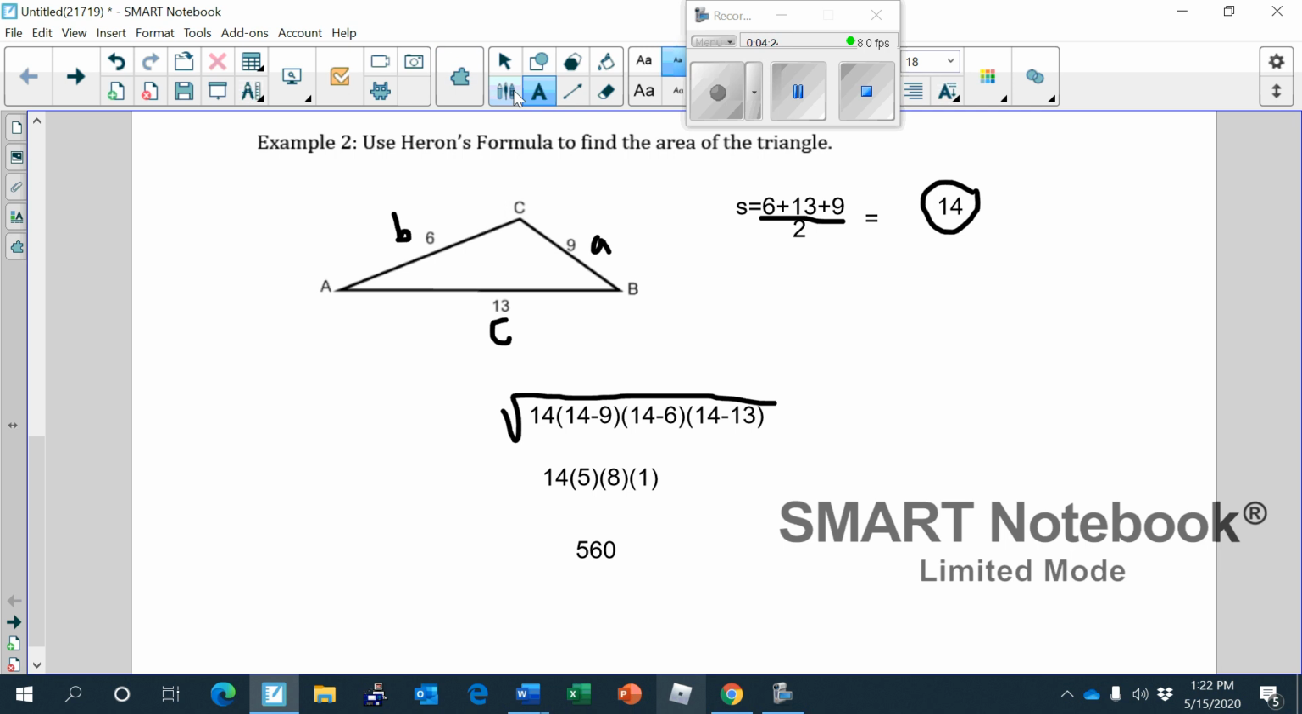And again, we just have to make sure that at the end we take the square root of it because that's the area formula for it. That is Heron's formula. If you take the square root of 560, you get, and let's round to the nearest hundredth, 23.66, and in this case, it was units squared because I didn't give units here, okay? And that's your answer. All right, let's turn the page for one last example.